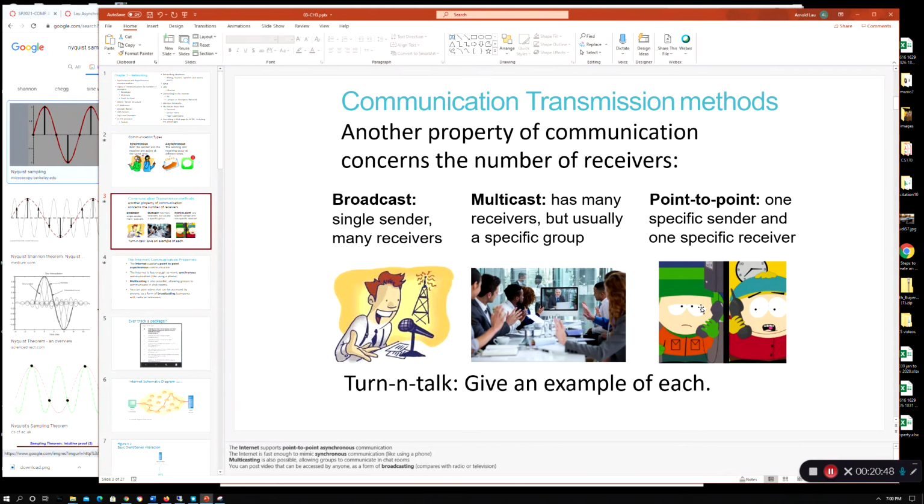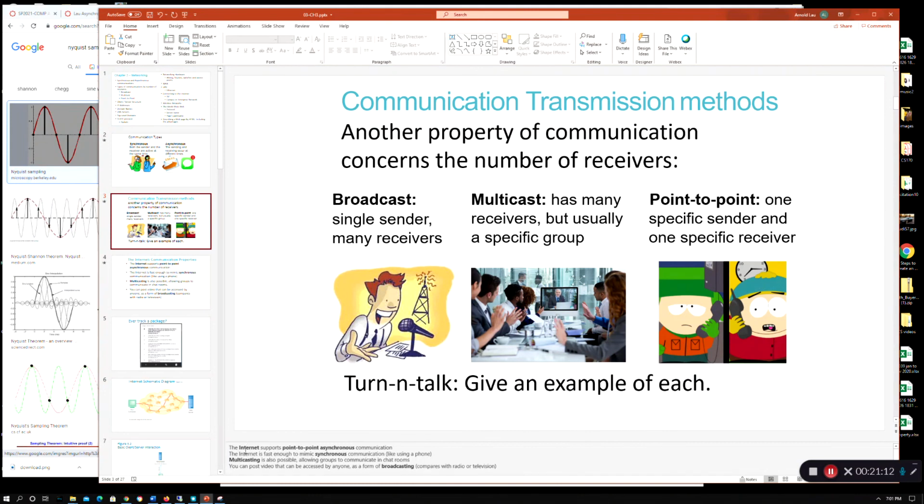And then point to point, or you can say peer to peer, is essentially this: an example is people talking to each other on the phone, one person going to another person specifically, okay? So these are the common classes or groups of transmission methods, okay?